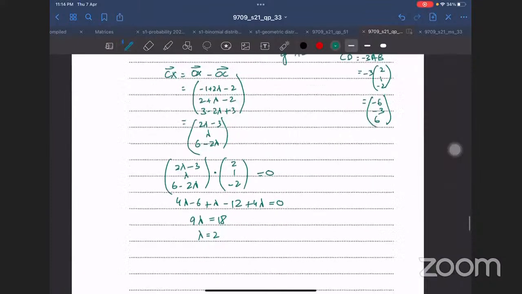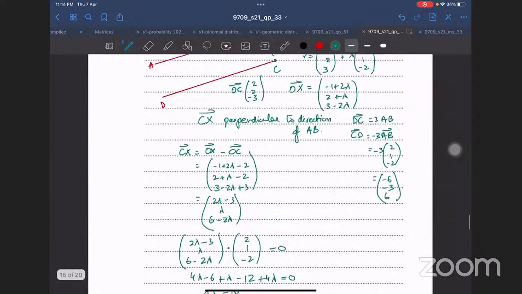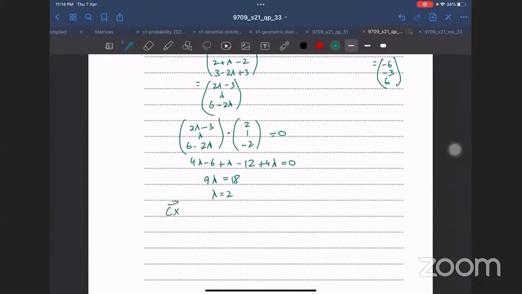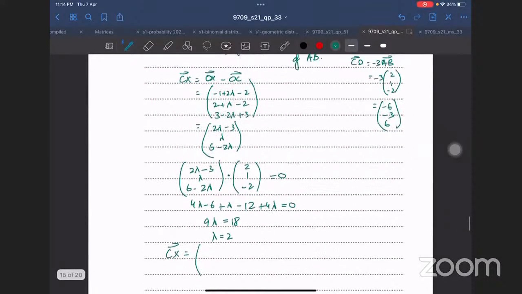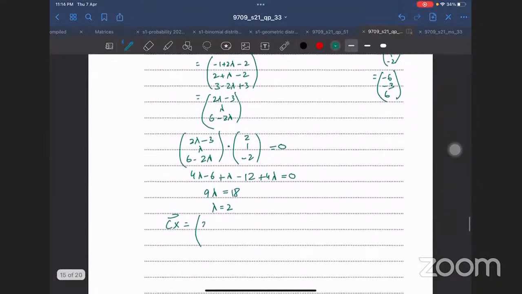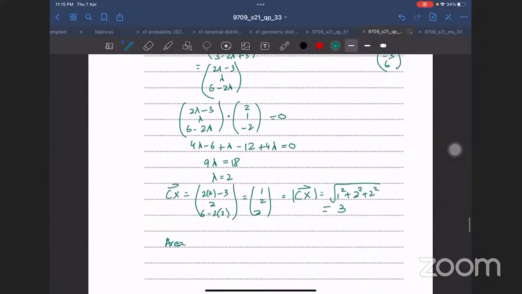So I was trying to find the distance. So I'm going to say that CX is therefore the distance. CX is 2 lambda minus 3, lambda, and 6 minus 2 times 2. That gives me 1, 2, and 2. So the distance CX is root of 1 squared, 2 squared, 2 squared. That gives me 3. So the area is half height times sum of parallel sides.